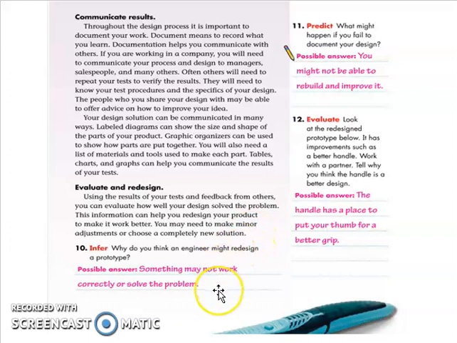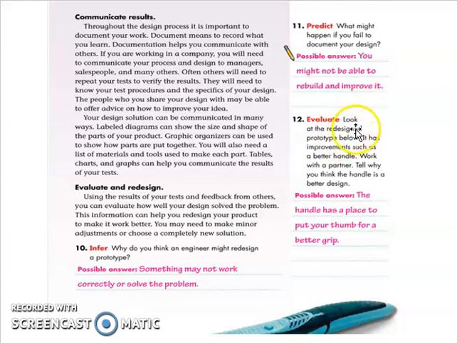So let's try to answer number 10. Why do you think an engineer might redesign a prototype? Possible answer is something may not work correctly or solve the problem on the first try. That's why you need to redesign, from the word re meaning repeat. And number 11, what might happen if you fail to document your design? You might not be able to rebuild or improve it if you are not writing your result.